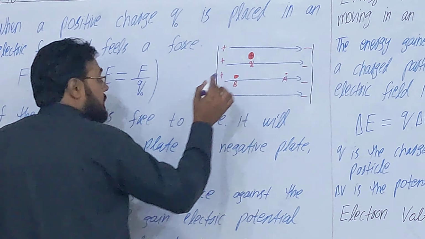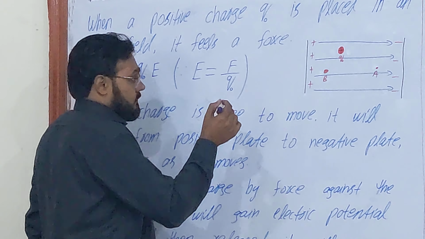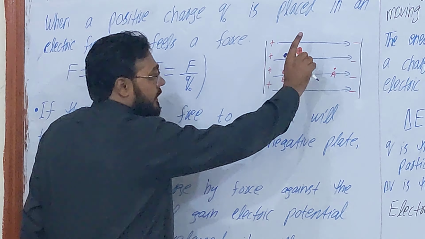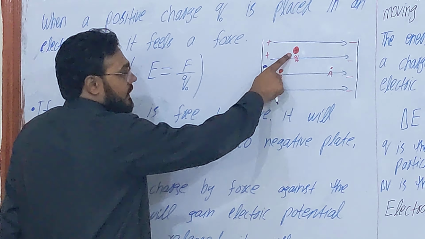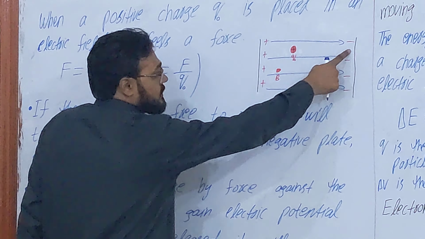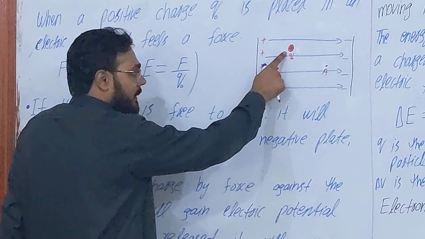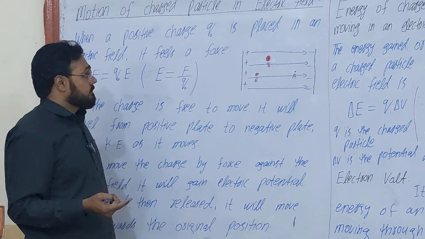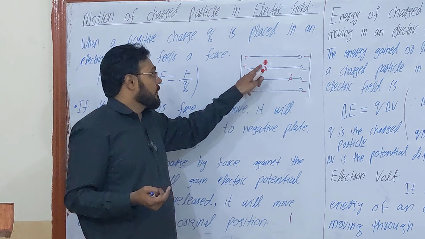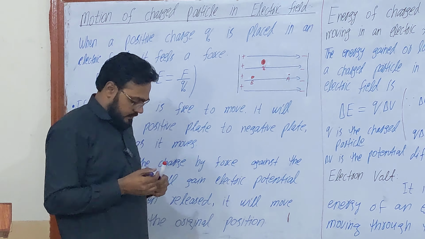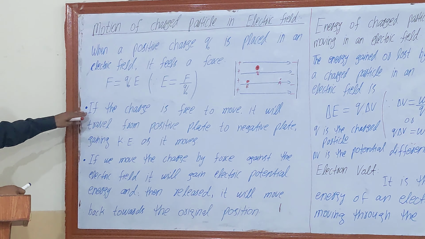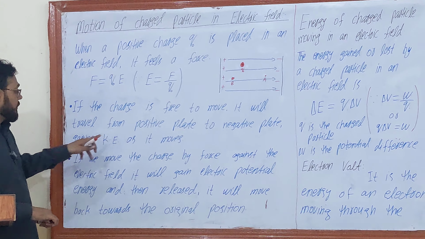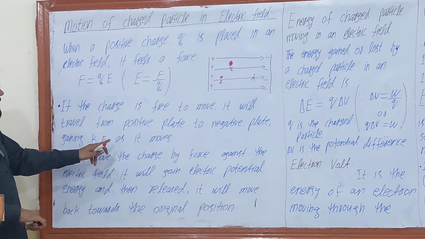So, if the test charge Q naught is free to move in an electric field, it will move from positive plate to negative plate because same charges repel and opposite charges attract. Positive, negative attract, positive, positive repel. So it will move from positive plate to negative plate, and as it moves, it will gain kinetic energy.